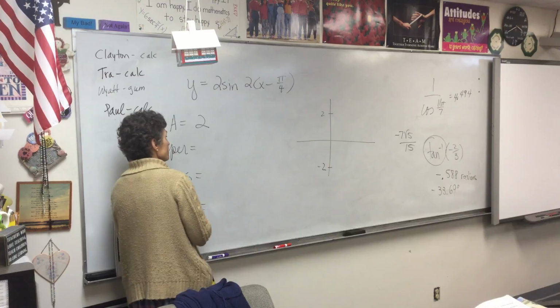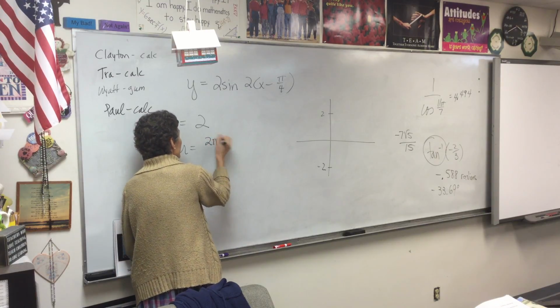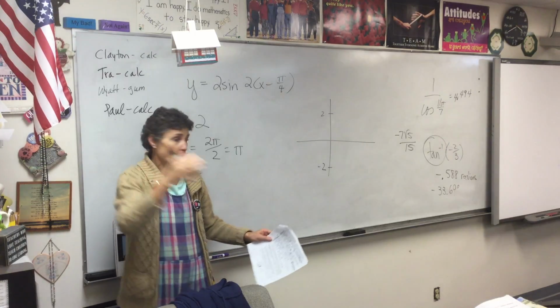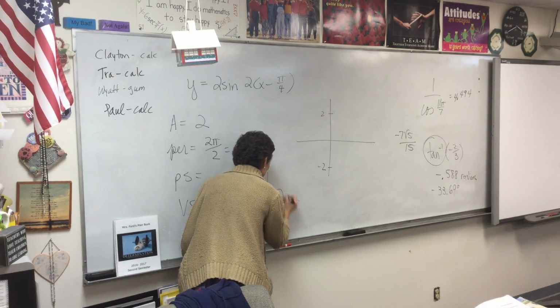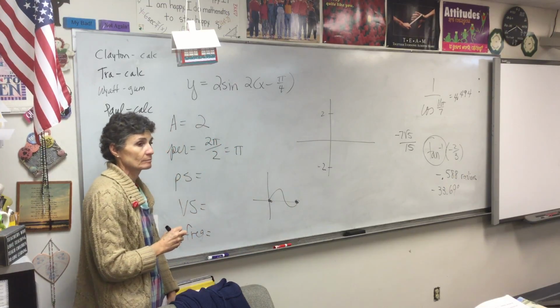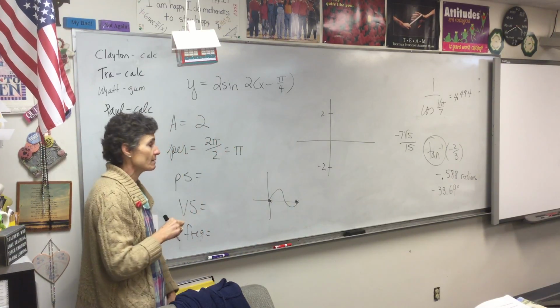What's your period? So it's 2 pi over 2, which is pi. That means from when I draw my sine curve, from here to here is going to be pi. One hill and one valley makes pi.